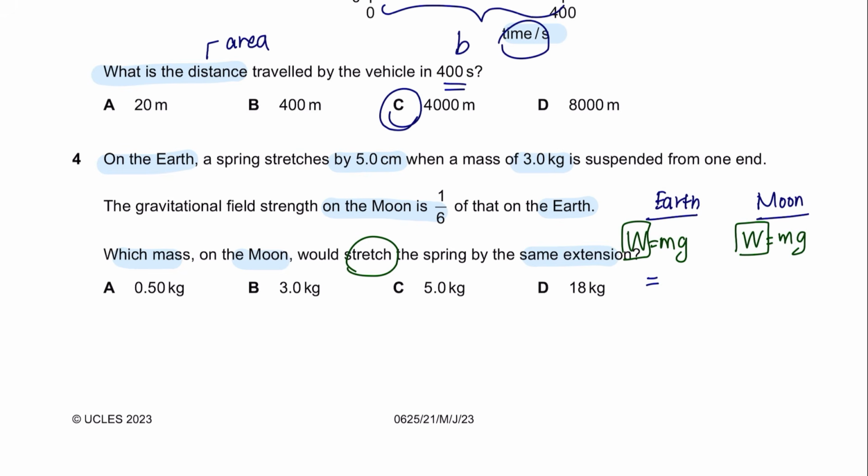So we know that the mass of the object on the Earth is 3 kg and the gravity is 9.8. So that will give us a force of 29.4. With the same force of 29.4, now we're going to have to find the mass on the Moon. And we know that the gravity is 9.8/6 on the Moon. So the mass here would be 18 kilograms.